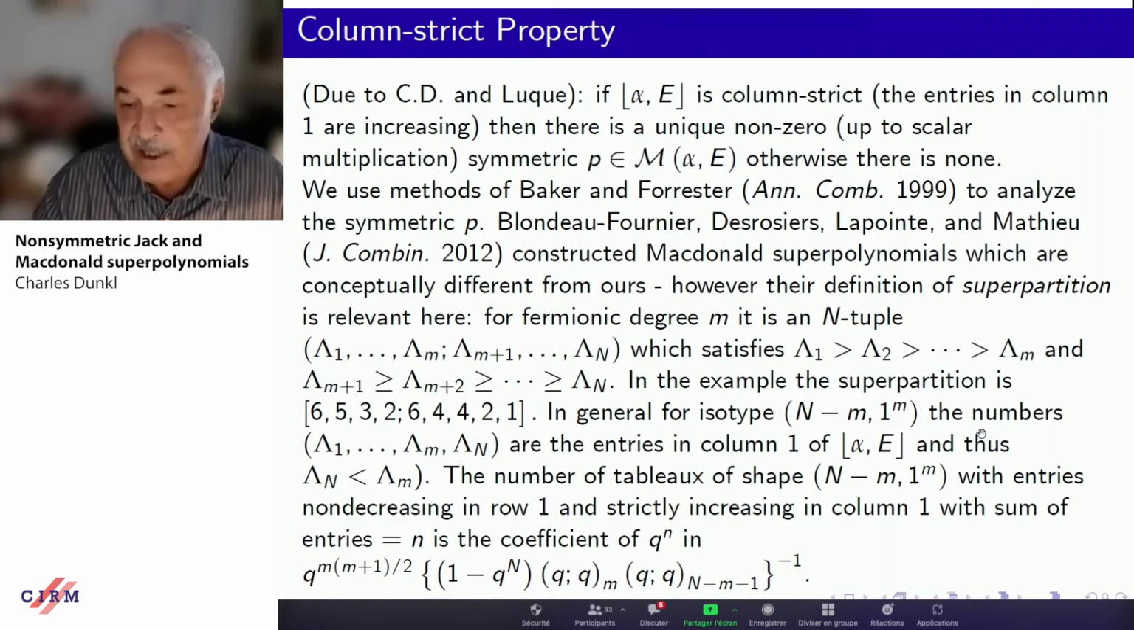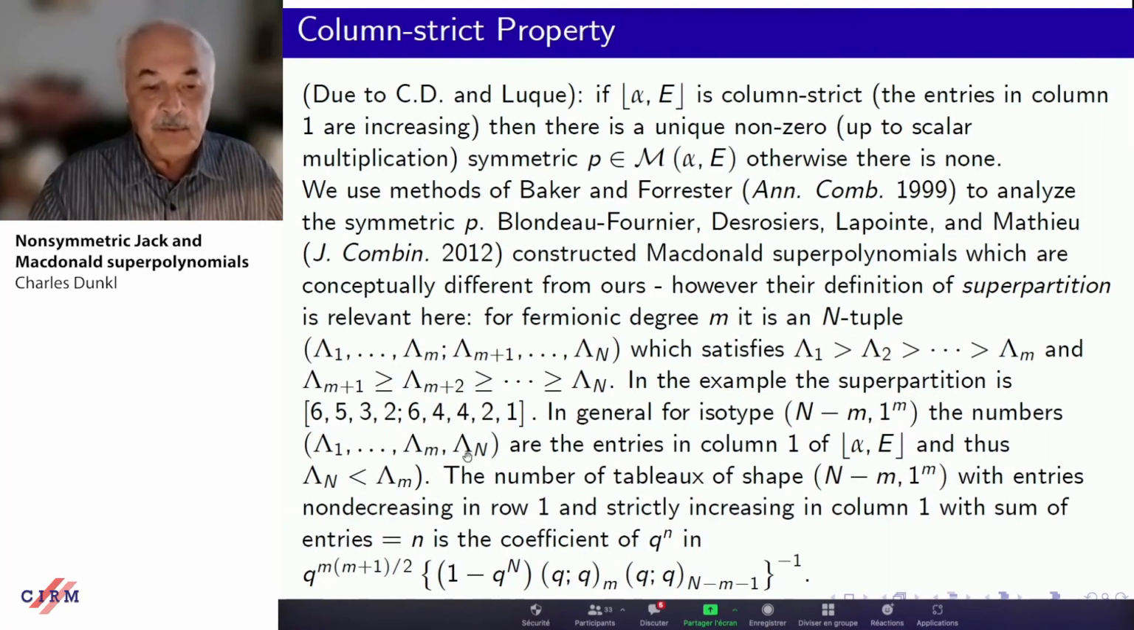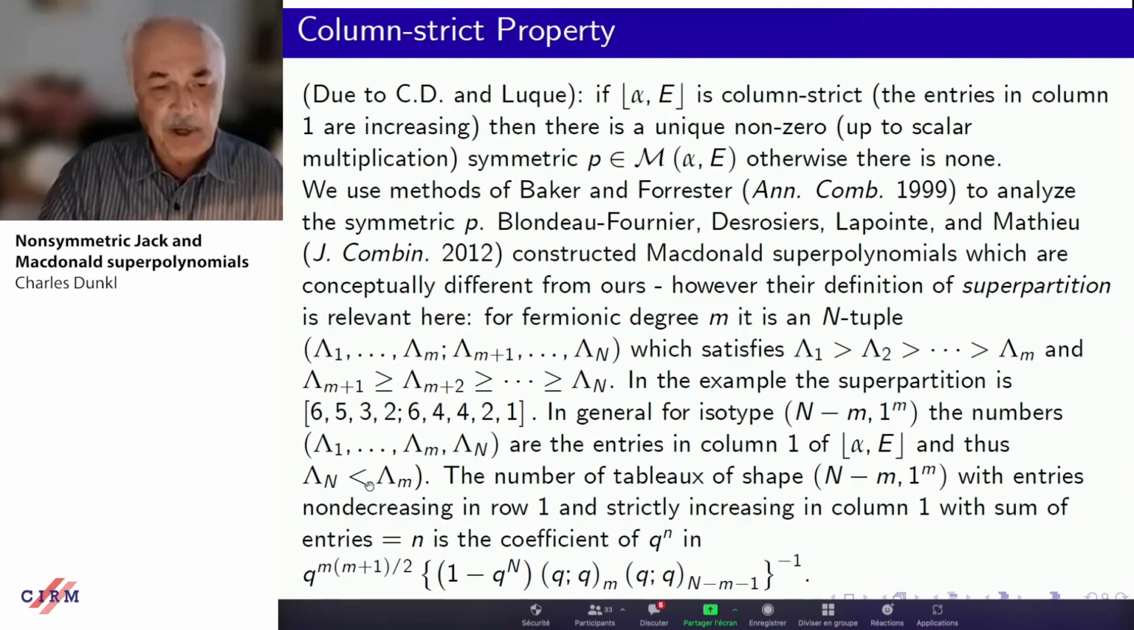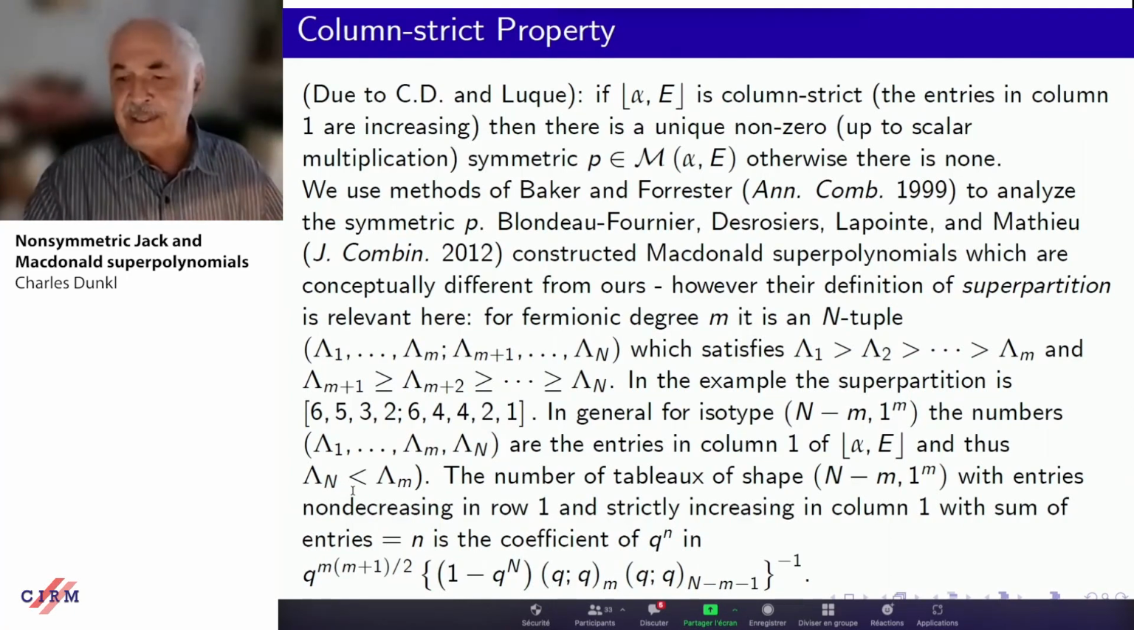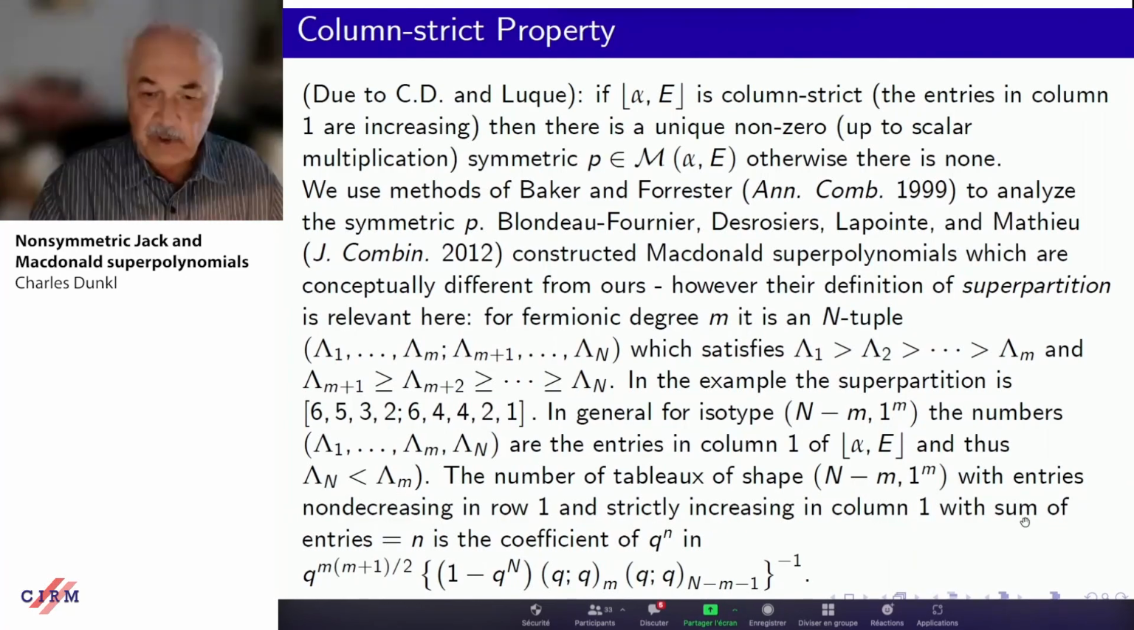In general, the isotype for n minus m, 1^m, the numbers lambda 1 through lambda n are in column 1 of this tableau alpha E. It's so that lambda capital N is less than lambda m. The other case, by the way, the lambda n greater than or equal, would fall under the thing I'm not talking about, P M1. The number of tableaux of this shape has an easy generating function. Here it is, with the coefficient of Q.